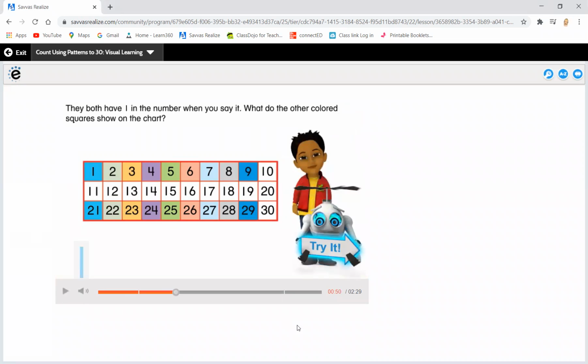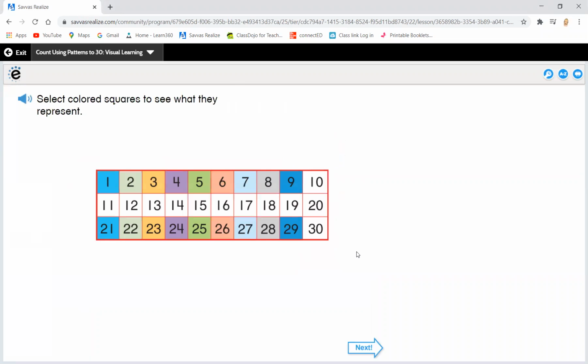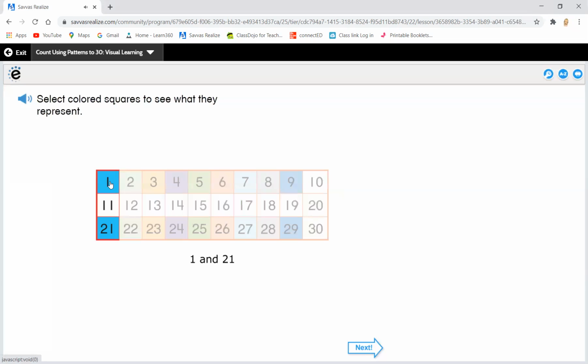All right, we're going to give it a try. It says select colored squares to see what they represent. So I'm going to select the blue one. 1 and 21. So we say 1 and then we can say 21. So we say the 1 and the 1. 2 and 22. So 2 and then we have the 2 at the end and 22. 3 and 23.